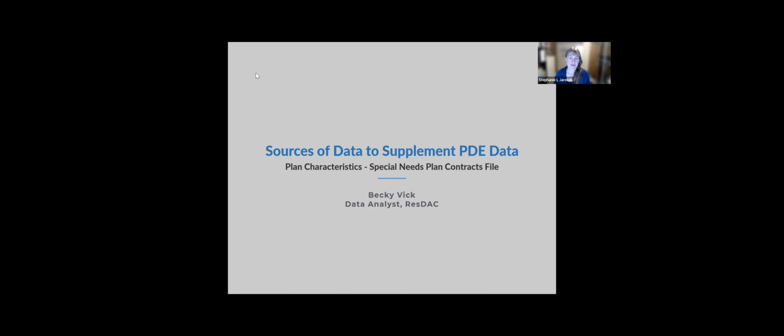And now we're going to move on to some more plan characteristics files. These are the special needs contracts files. So I'll let Becky take it away. Hey. Okay, great. Thanks, Steph.